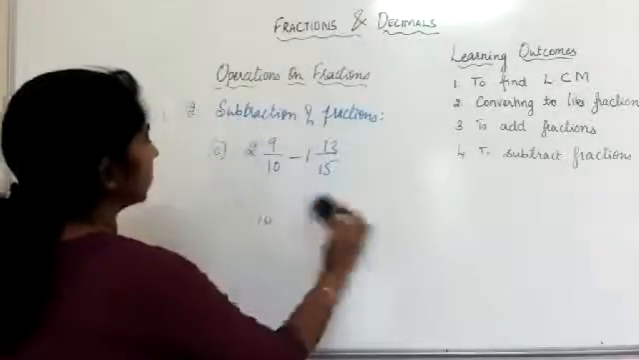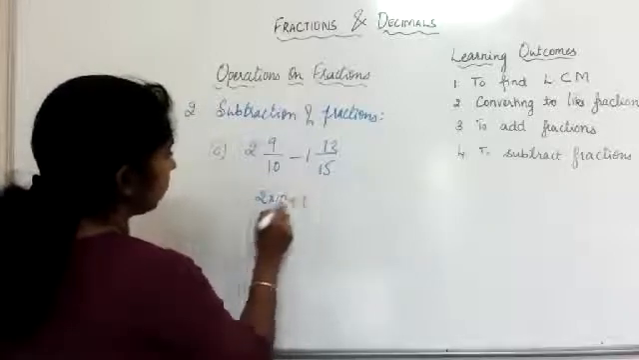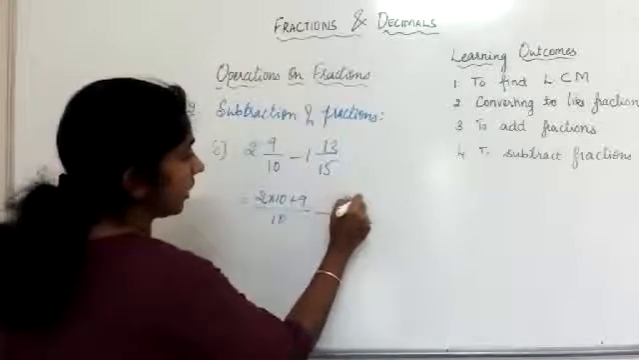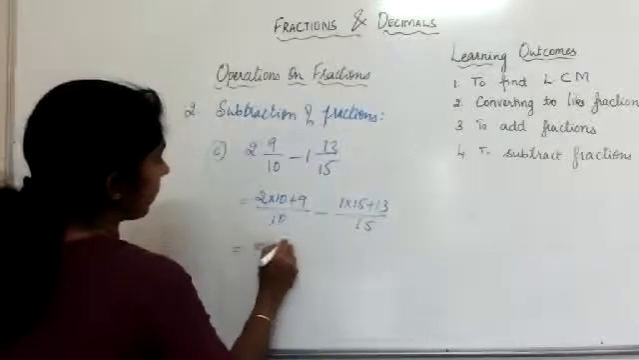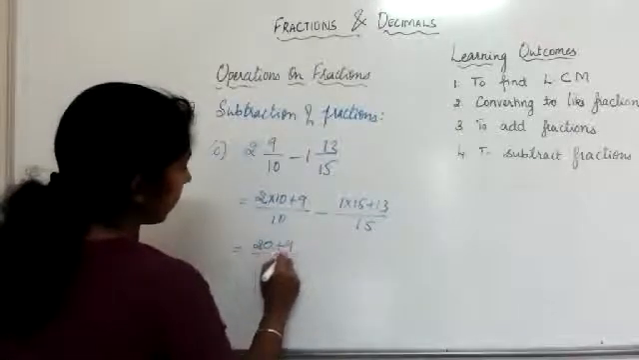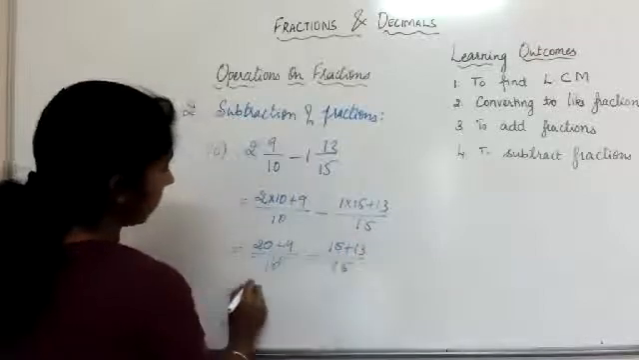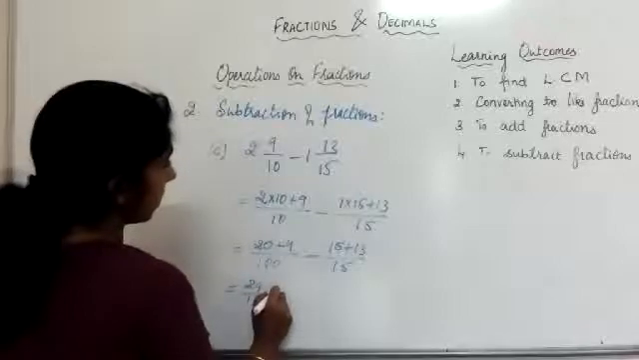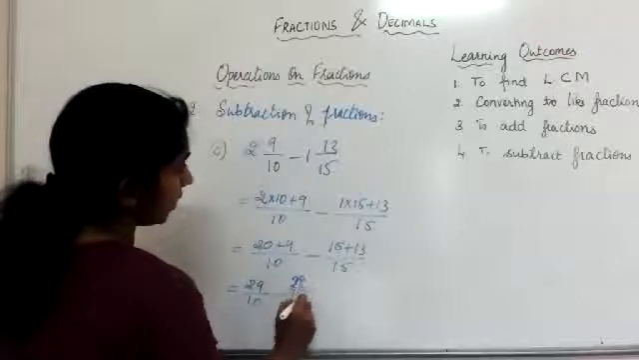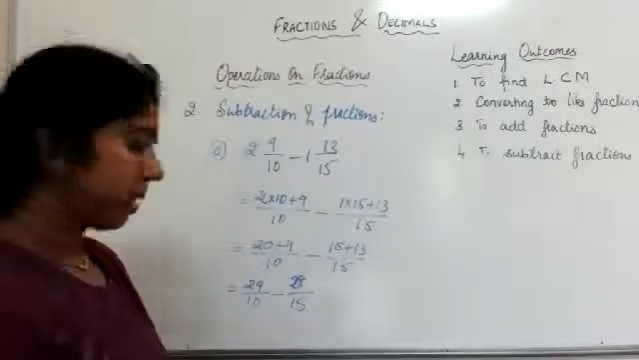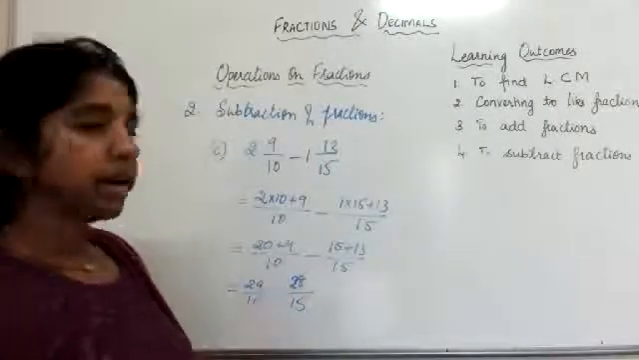Please I'll do it. So this will be 2 into 10 plus 9 divided by 10 minus 1 into 15 plus 13 divided by 15. So that will be 20 plus 9 divided by 10 minus 15 plus 13 divided by 15. So it will be 29 divided by 10 minus 28 divided by 15. So this is the number that you have got. The fractions we have got are 29 by 10 minus 28 by 15.